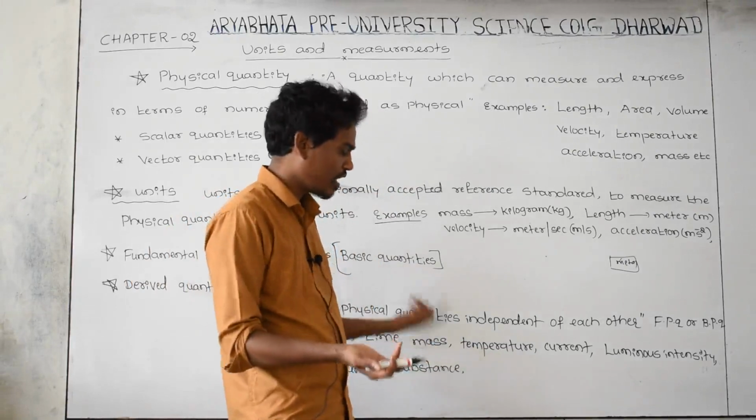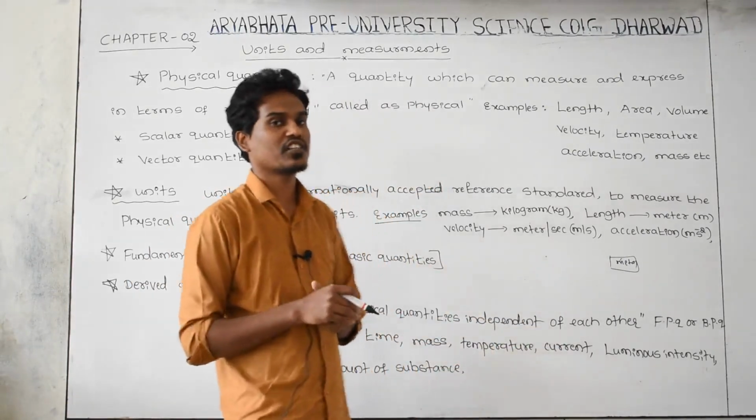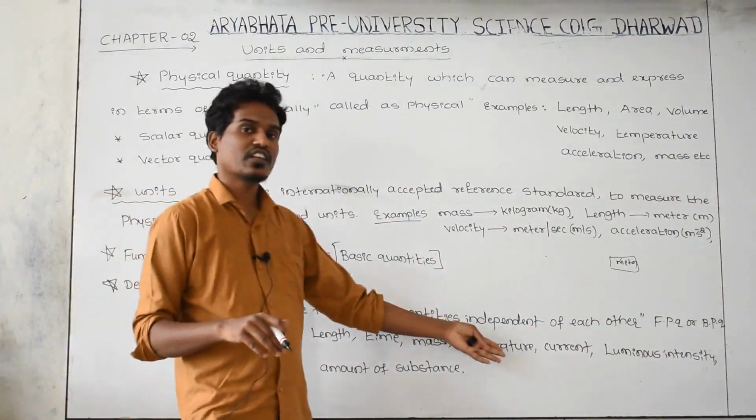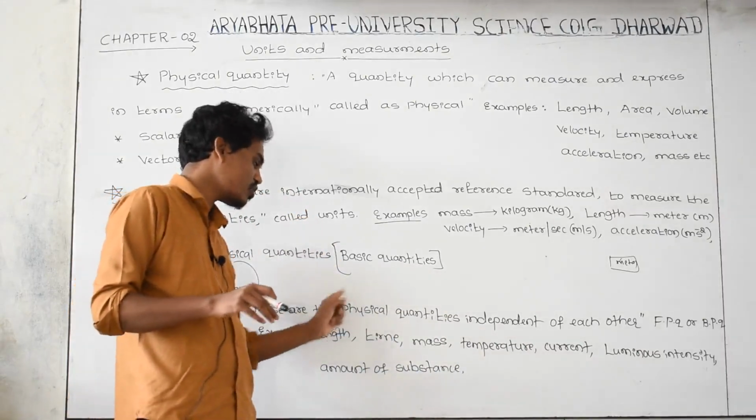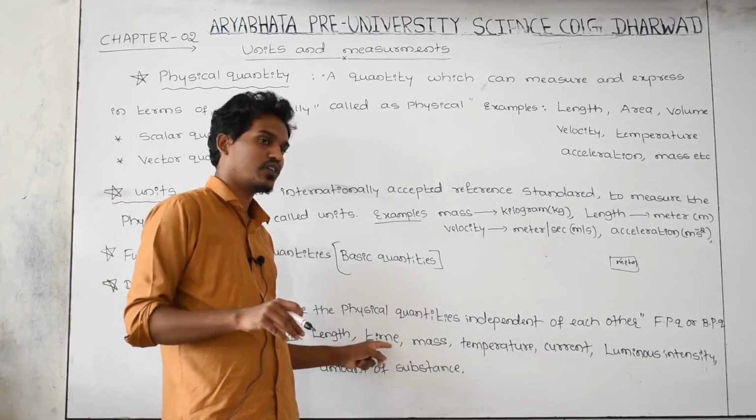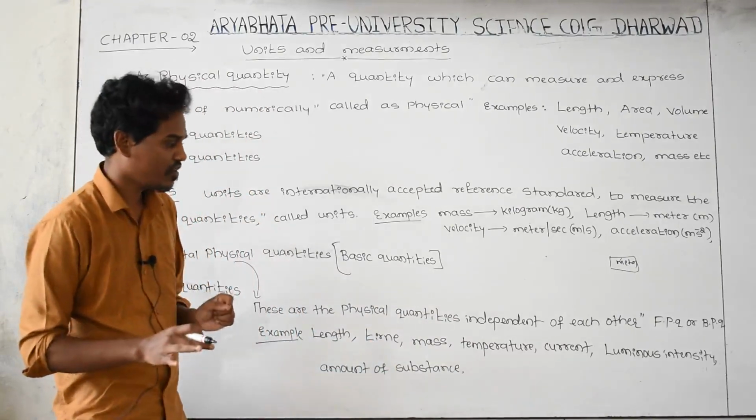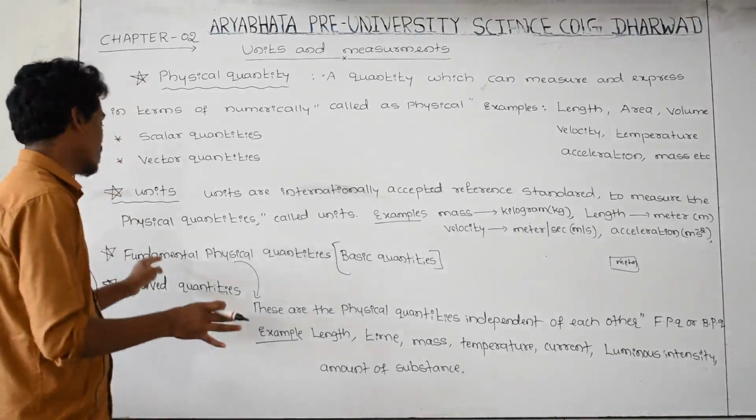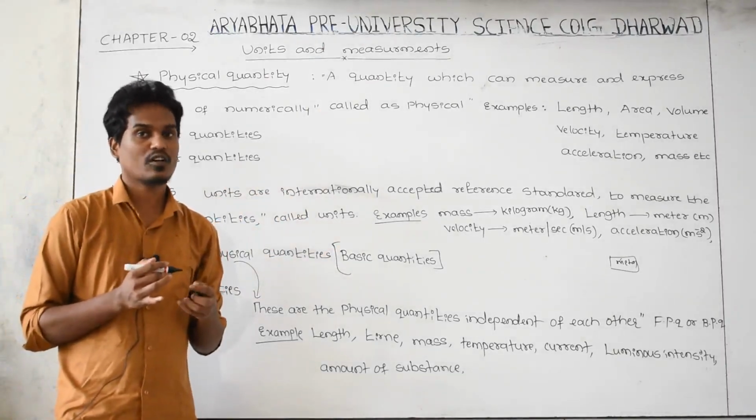In order to measure the current, is it required? No, they are independent of each other. That's why out of these quantities, they are all independent of each other. It is not depending upon this one. This is not depending upon this one. That's why we are going to call all these quantities independent of each other. We are going to call these 7 physical quantities fundamental physical quantities or basic physical quantities.